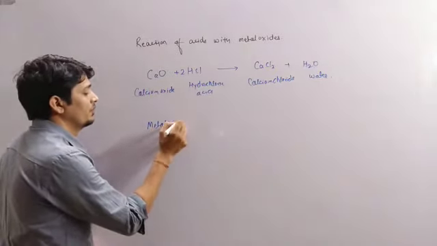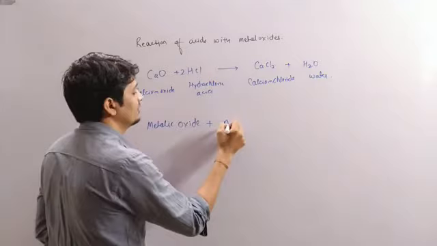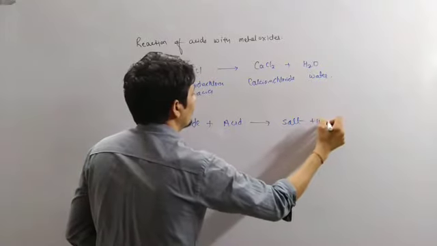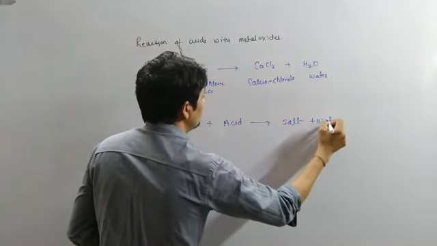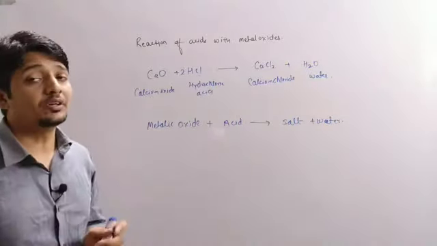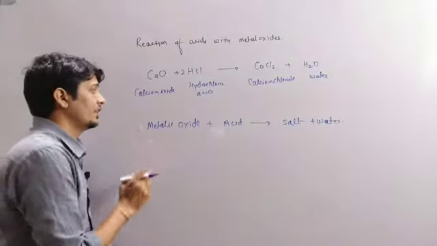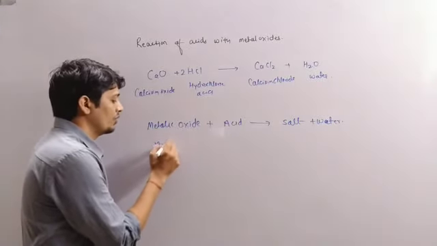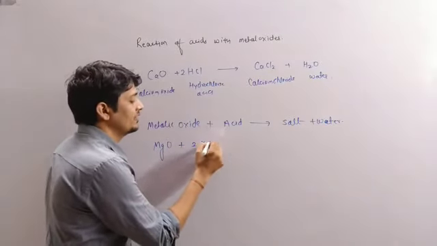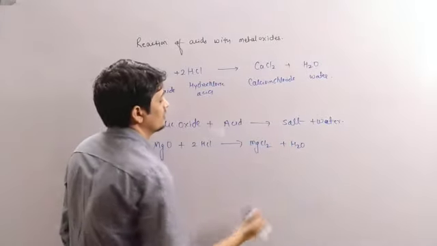Now we will see the next reaction. We can write in general: metallic oxide reacts with acid to form salt and water. This is the general reaction that you have to follow. We take one more example of a metallic oxide, that is MgO, magnesium oxide. When it reacts with HCl, hydrochloric acid, it forms MgCl2, magnesium chloride, along with water.